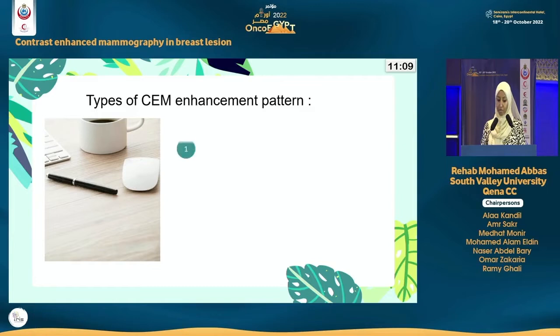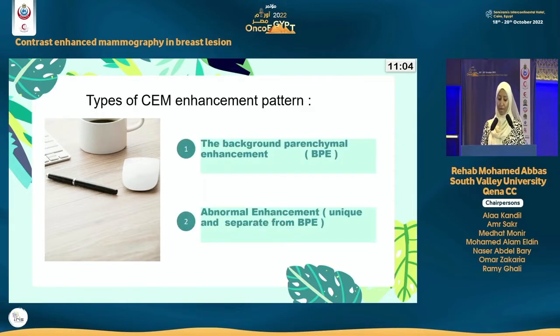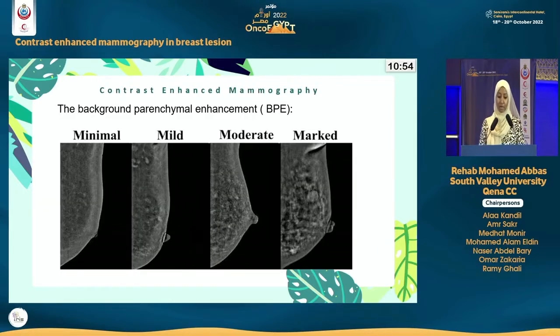التايبس اوف كونتراست انهانسد ماموجرافي انهانسمنت في عندنا نوعين. الاول حاجه بيبقى فيه الباك جراوند بارينكيمال انهانسمنت اللي هو الانهانسمنت بتاع النورمال بارينكيما. تاني نوع عندنا الابنورمال انهانسمنت، ده بتاع الليجن اللي انا بقدر احدد منه سواء كان بيناين ولا مالجنانت. لو جينا بصينا هنا هنلاقي ده النورمال باك جراوند بارينكيمال انهانسمنت. في منه عندنا تايبس، في مينيمال انهانسمنت، مايلد انهانسمنت، ومودريت انهانسمنت، وماركت انهانسمنت.